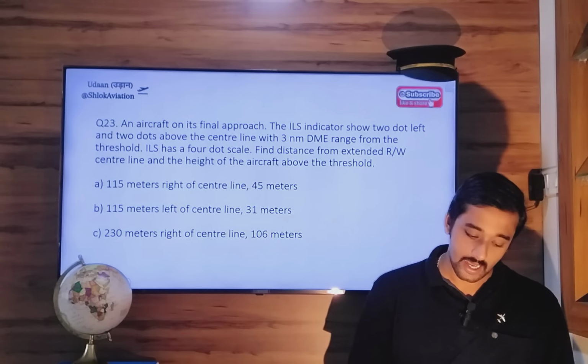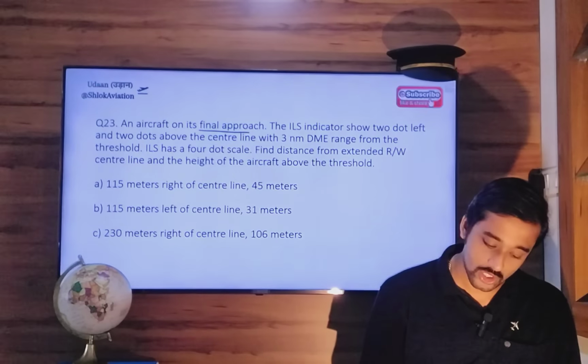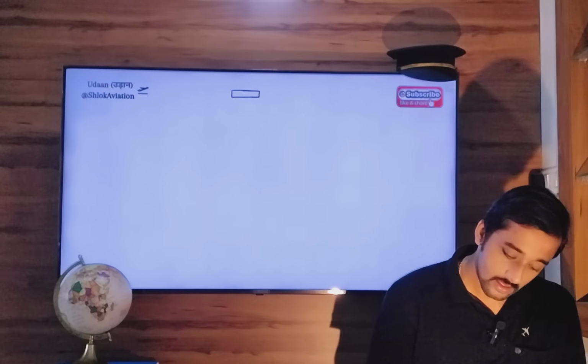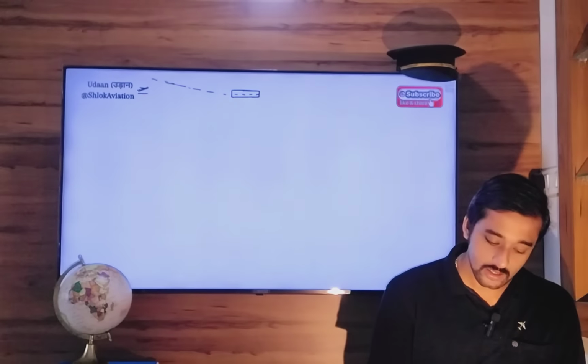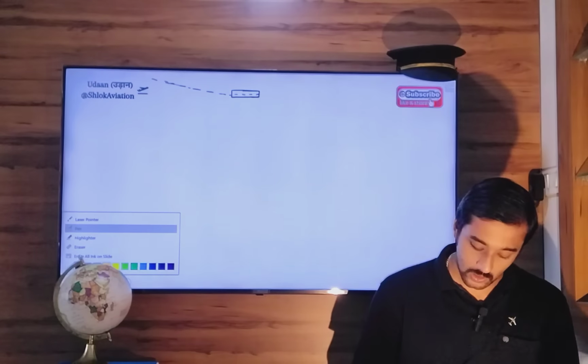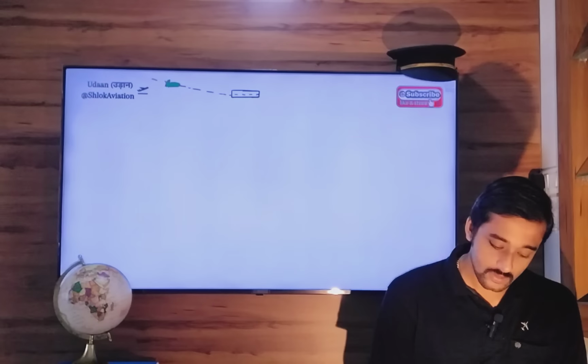Question number 23. An aircraft is on its final approach. Okay, so let's draw this diagram for better understanding. Let's say this is your runway. An aircraft is on the final approach. That means it's within 5-6 nautical miles of the touchdown zone of this runway. Okay, somewhere here.